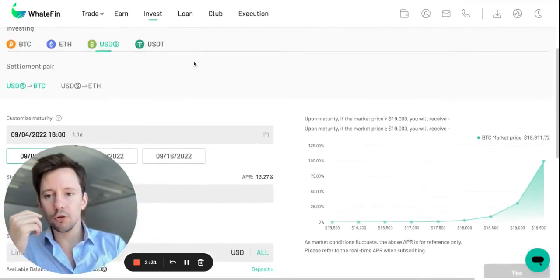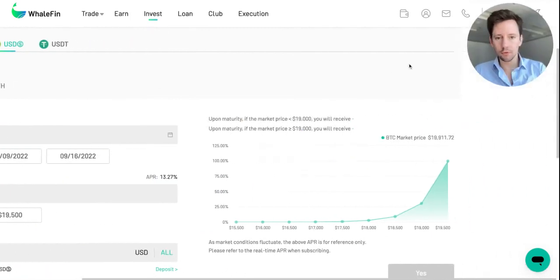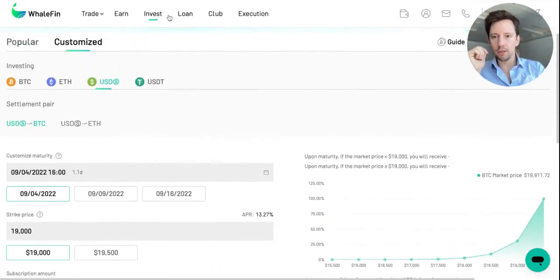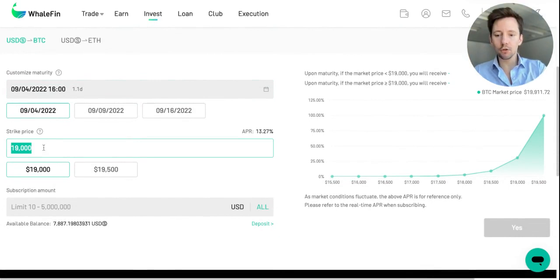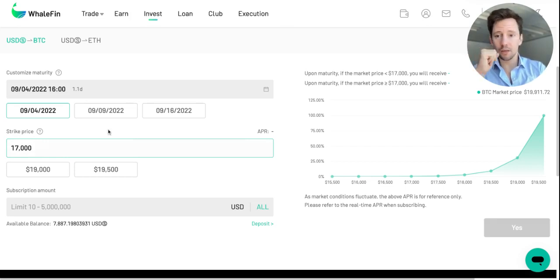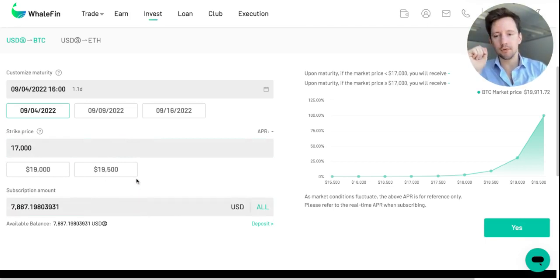I'm going to move my window up to a different place. So here you can see we're in the Invest tab. I've chosen customize US dollar into Bitcoin, so we can look at a similar example. We had chosen a limit price of 17,000. We're going to choose here what is called a strike price, 17,000. So same price. And we're going to put the same amount of US dollar, 7,887.